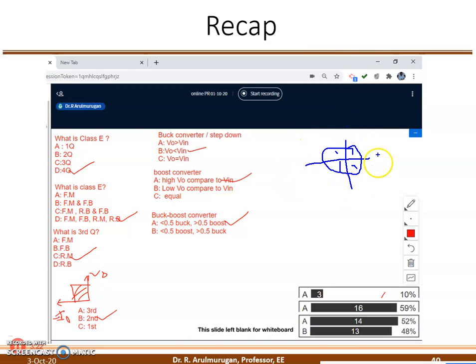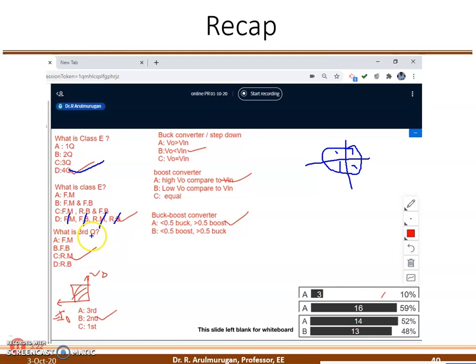So four operations are applicable on the class E. So that is a four quadrant. So what is a class E? Yes, this is a four: forward motoring, forward braking, reverse motoring, reverse braking. Four operations you are going to execute.